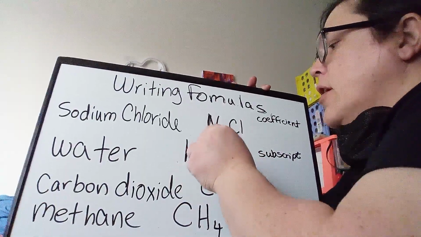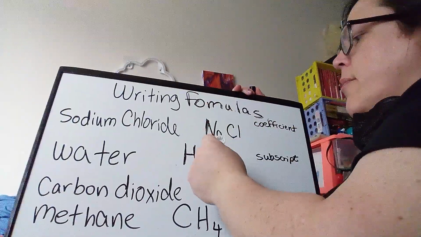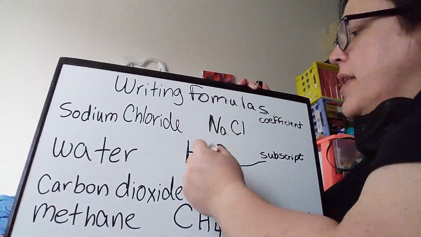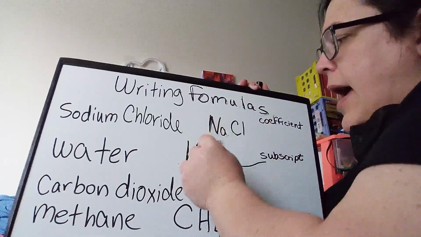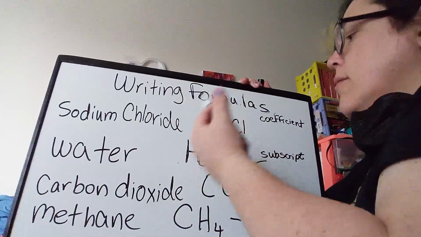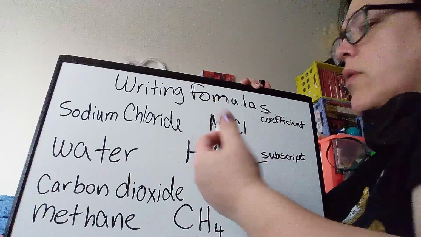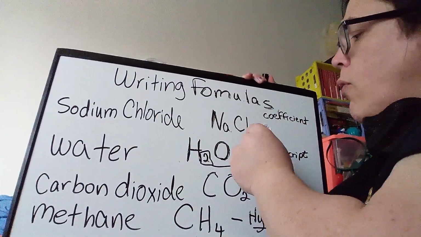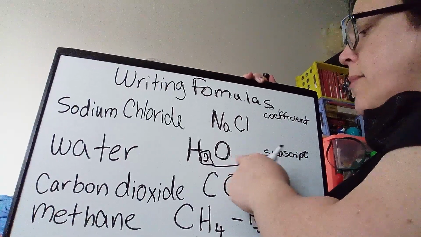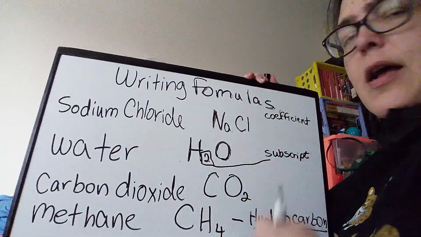Now, this number here is called a subscript. And this number tells me how many atoms of hydrogen I have in that molecule. So in water, we have 2 atoms of hydrogen per molecule. We have 1 atom of oxygen. When we only have 1 atom, we don't write a 1 for the most part. It's like in algebra. When you write x, you don't put a 1 in front of it, so it's implied that it's only 1 atom in there.